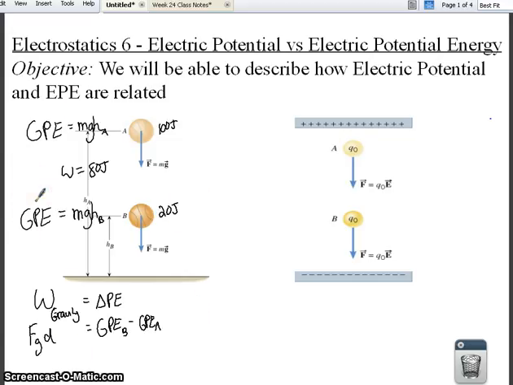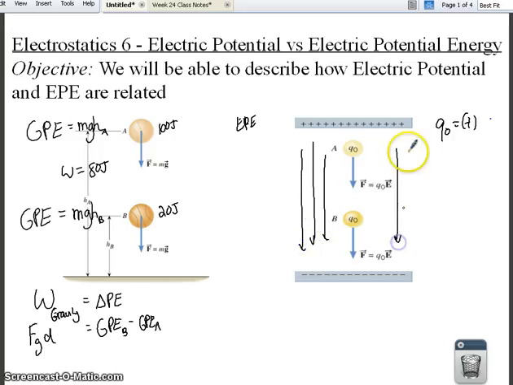Well, electric potential energy, I'm going to call it EPE, is kind of the same thing. Let's assume we have a positive test charge and two parallel plates, a positive plate and a negative plate. And we know from our discussion on electric fields that there is going to be an electric field between these two plates, and it's going to be a uniform electric field.